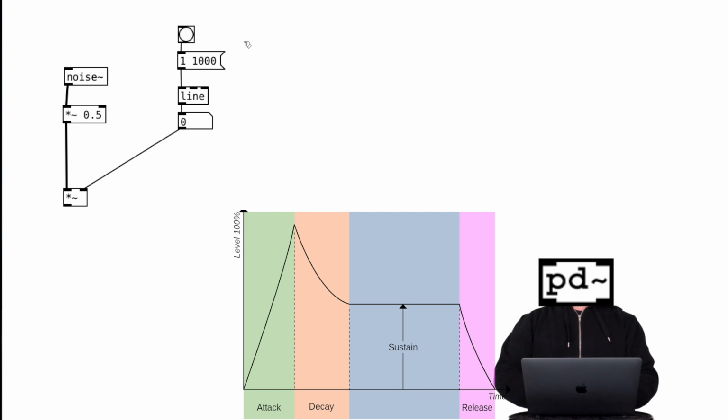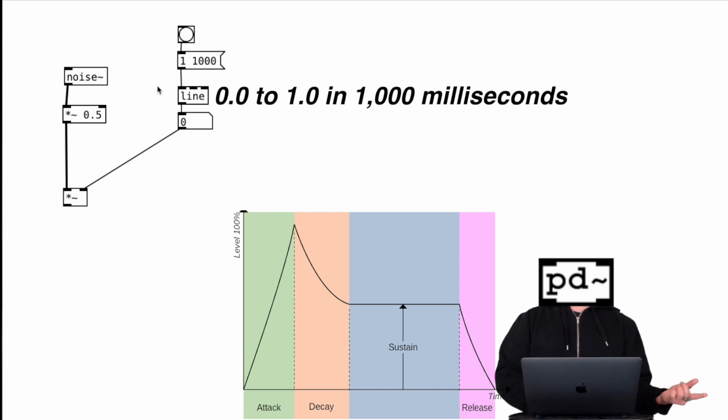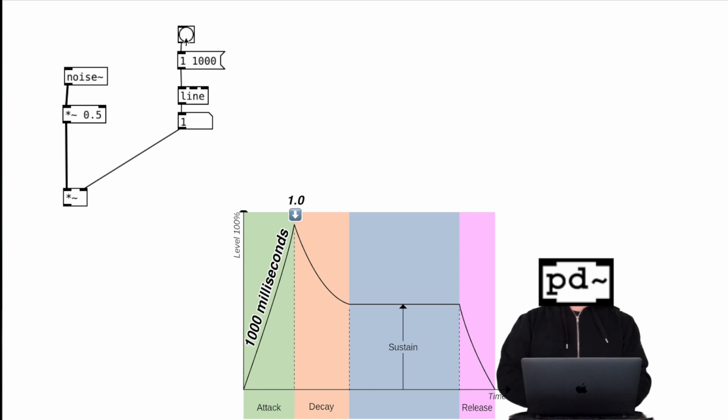So when you press the button, the message box is activated and sends out a message to the line object. First parameter is the target number, and the second parameter is the time it takes for the ramp to either go up or down to that number. So, the line object will output a ramp that goes from 0.0 to 1.0 in 1000 milliseconds, or 1 second. Try it. Okay, so we can treat that as the attack time.